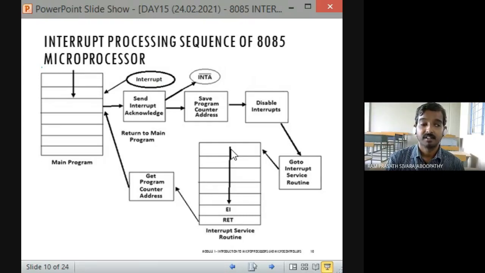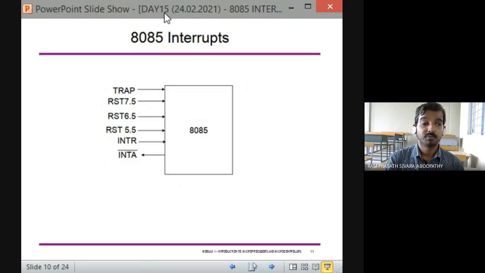Fine. Is it clear for everyone? Is the sequence clear? Yes or no? Fine, okay.